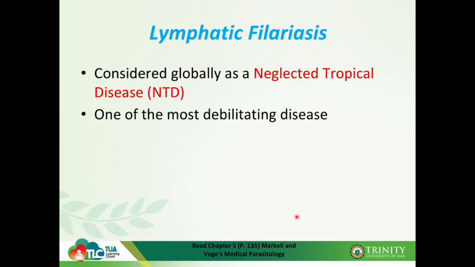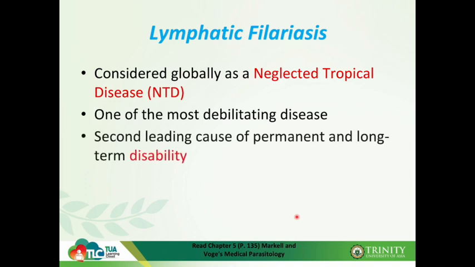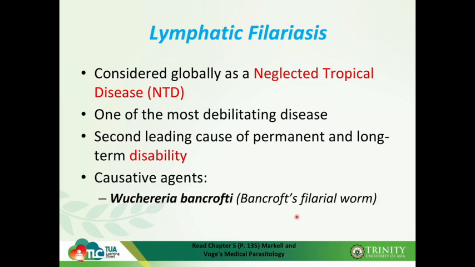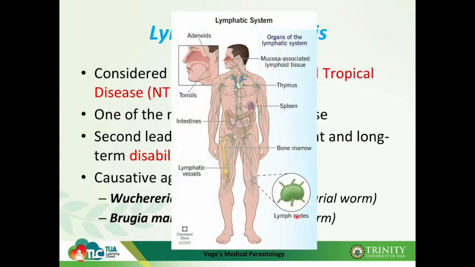It is one of the most debilitating diseases, and it is the second leading cause of permanent and long-term disability. The causative agents would be our three filarial worms: Wuchereria bancrofti, Brugia malayi, and later we will also add Brugia timori. Ano po ba yung lymphatic filariasis and why is it important, at ano ba yung lymphatic system?